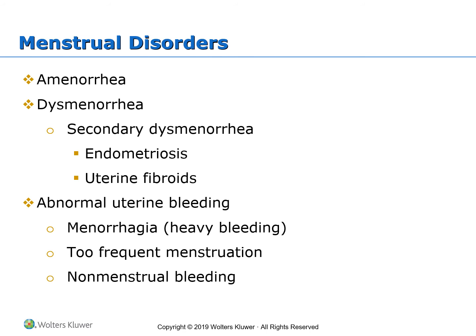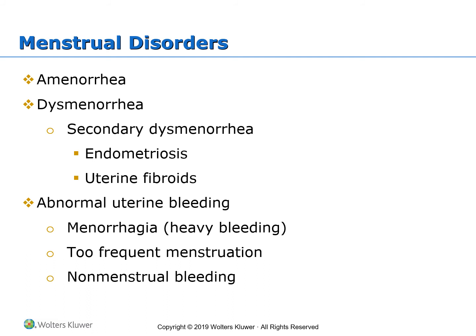We're going to discuss now some disorders of the female reproductive system. And we'll start by discussing menstrual disorders. We call the absence of the menses amenorrhea, meaning without any type of menses.